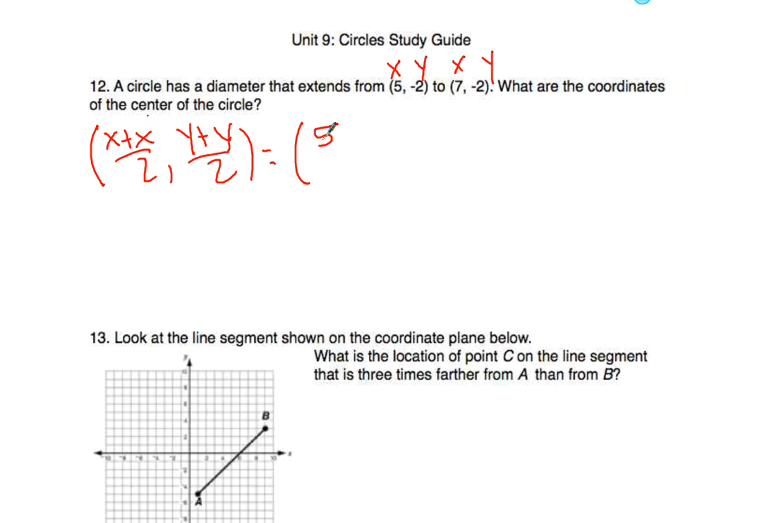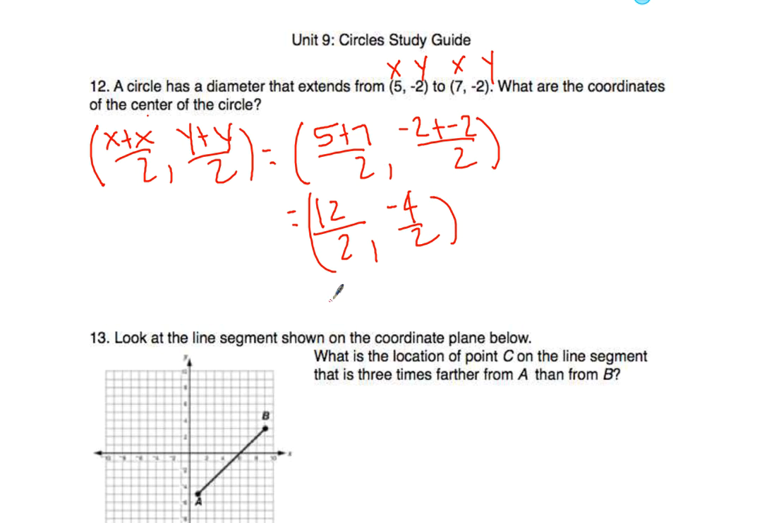So that's going to be 5 plus 7 over 2, and then -2 plus -2 over 2. 5 plus 7, of course, would be 12 over 2, and -2 plus -2 would be -4 over 2. 12 over 2 would be 6, and -4 over 2 would be -2.